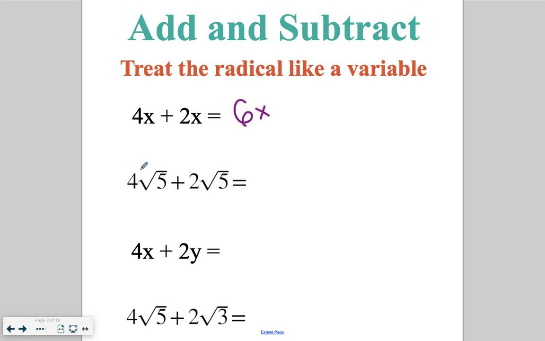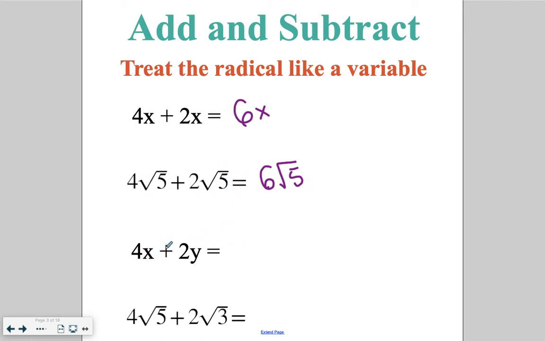If I have 4 square roots of 5 and I add on 2 square roots of 5, that means I have a total of 6 square roots of 5. I have 6 of the thing that was just split into a group of 4 and a group of 2.